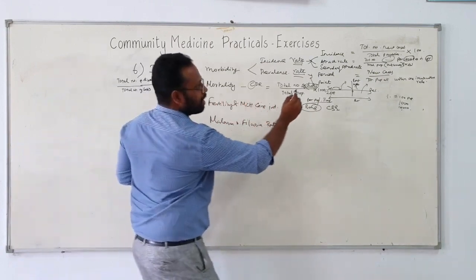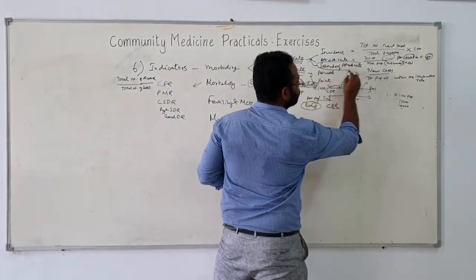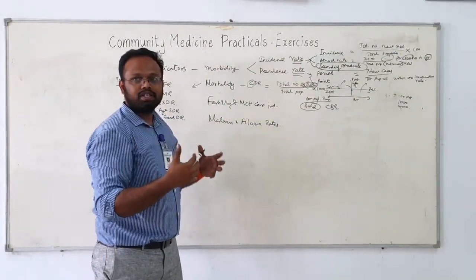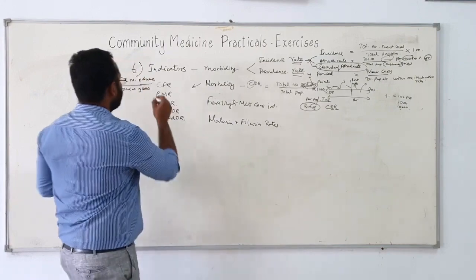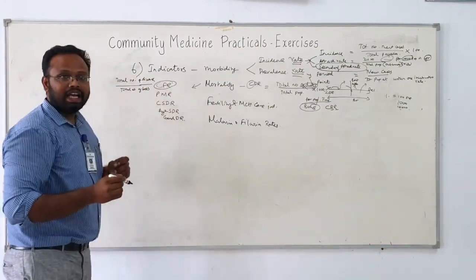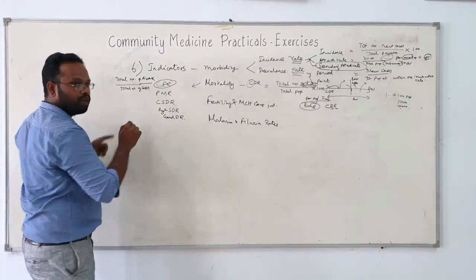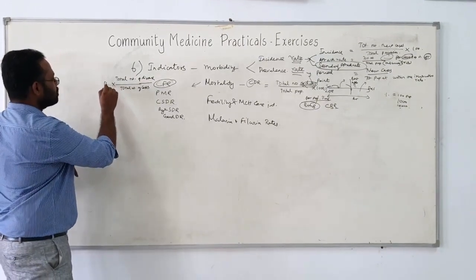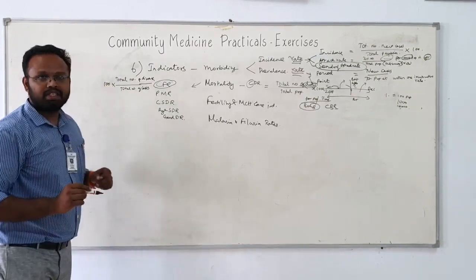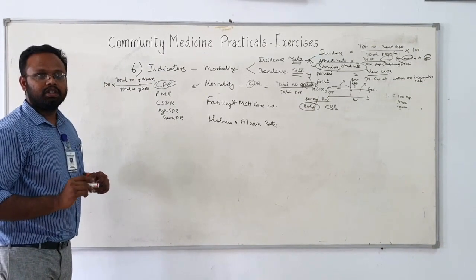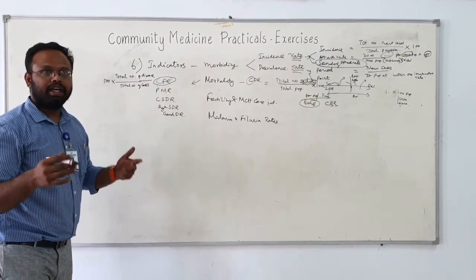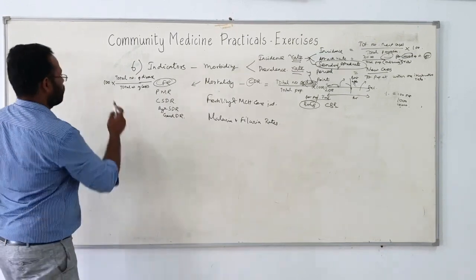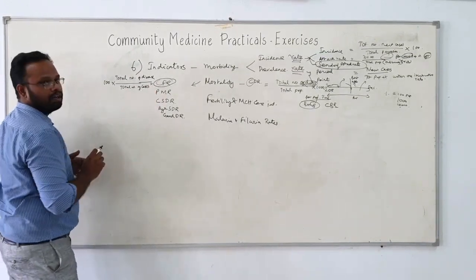This secondary attack rate is called the spreading power of the disease, that is the infective power, how fast the disease will spread. Whereas the CFR is called the killing power of the disease: out of so many cases, how many will die. So this is always expressed per 100. A disease with 100% fatality means all the cases will die. The example is rabies. So that is about the case fatality rate.